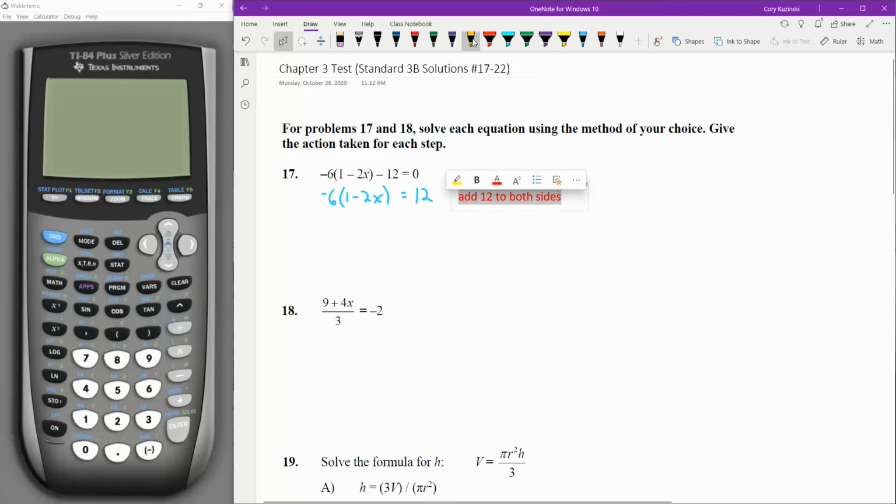All right, next up. I'm going to get rid of that negative 6. So that'll leave me with 1 minus 2x over here. Over here, I'm doing 12 divided by negative 6, which is negative 2. So what did I just do? Let's put it down here. Divide both sides by negative 6.